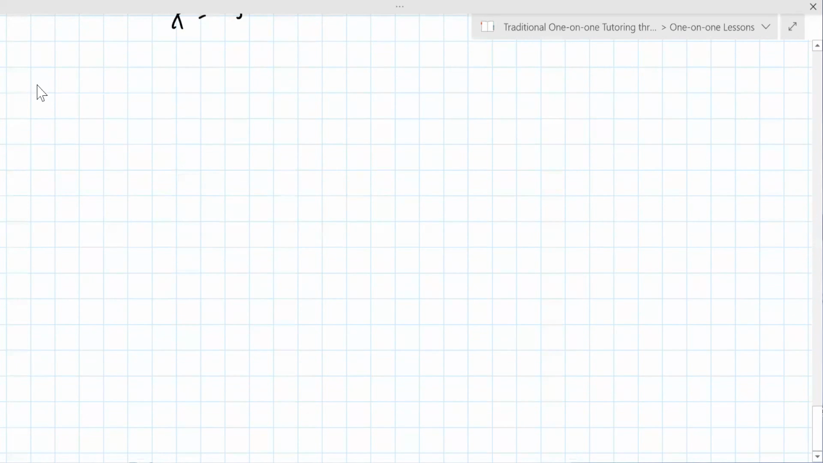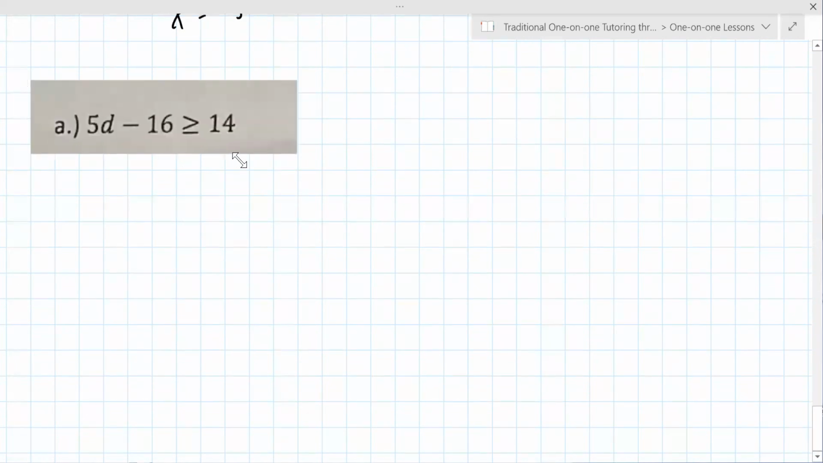I'm moving on to 2A, this inequality. The instructions say to solve. Okay, and maybe your instructor said this in class, maybe they didn't, but you treat this like an equals. If you need to, you can actually write it as an equals. I don't really want you to do that, but that's okay if you want.